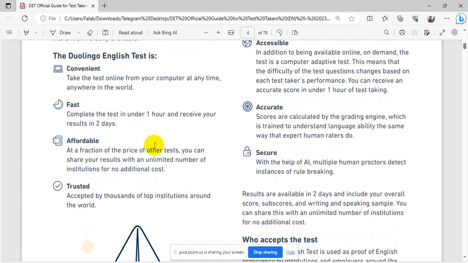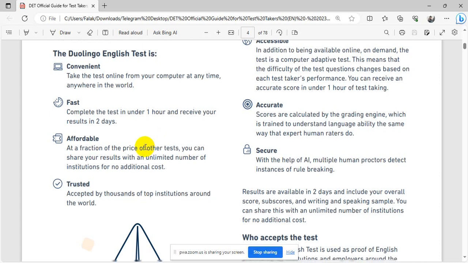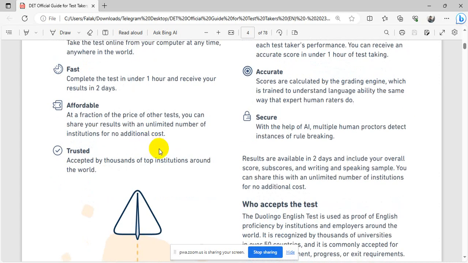And the next one is affordable. It says at a fraction of the price of other tests, you can share your results with an unlimited number of institutions at no additional cost. Guys, as you know, the Duolingo test is much cheaper than other tests. So that's why we can say that the Duolingo English test is really affordable. And right now in Afghanistan, there are not a lot of test centers for TOEFL or IELTS. So Duolingo can be the best option, because you have the internet and the computer, and it's cheaper than other tests. It can be the best option as your language test when you want to apply for universities.